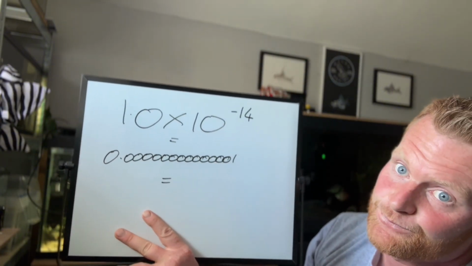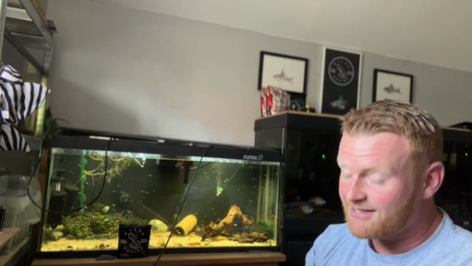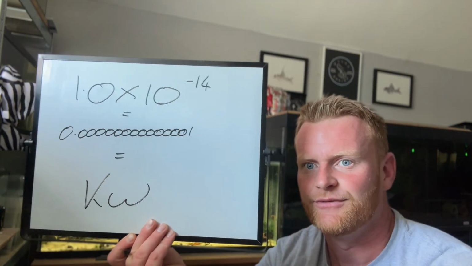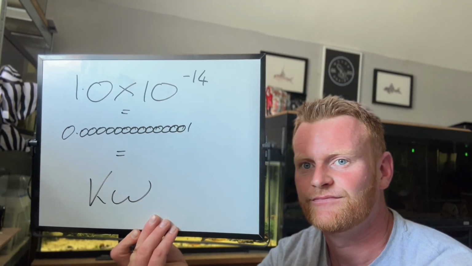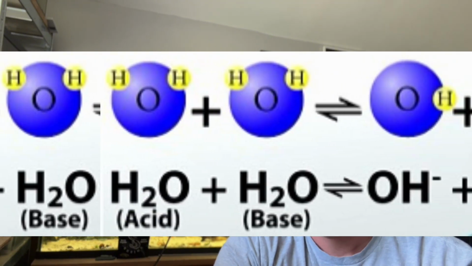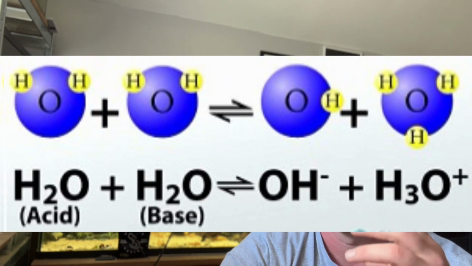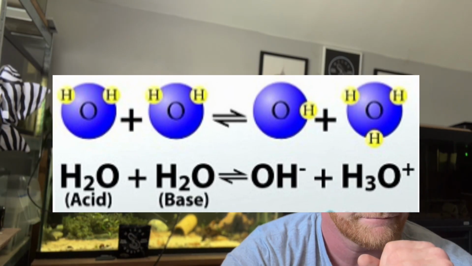What is that? Looks like pH 14, right? No, this is special. This is kW. Now, what kW actually is, is the rate of dissociation and association that water goes through. So kW is the ionic product of water, which is the equilibrium constant for autoionization.